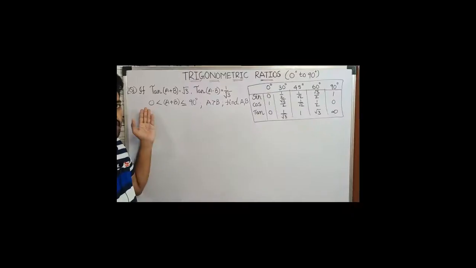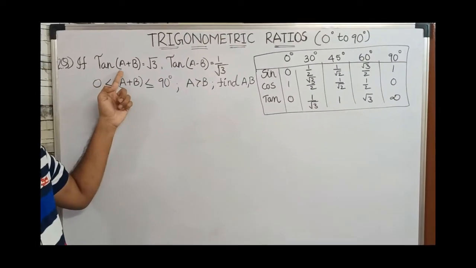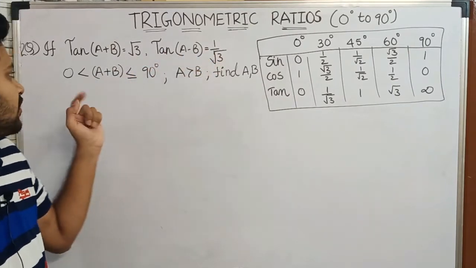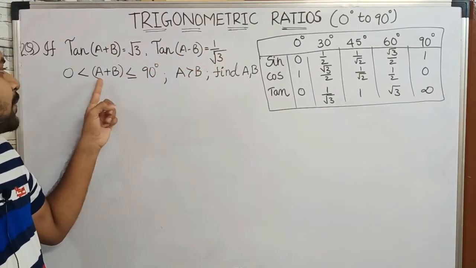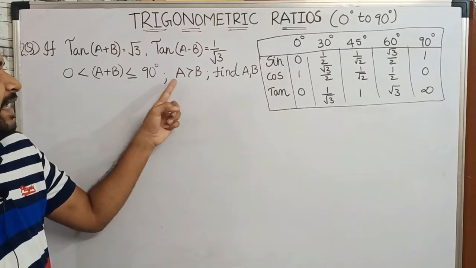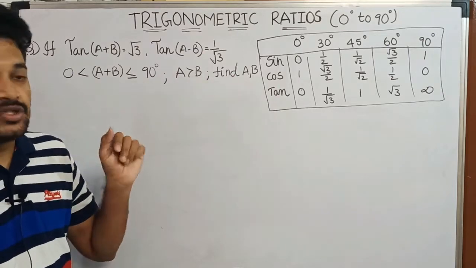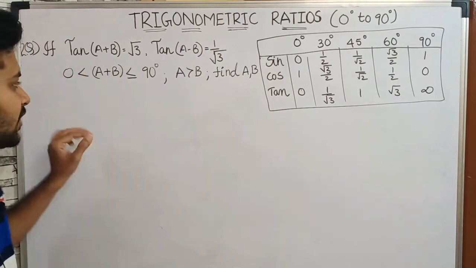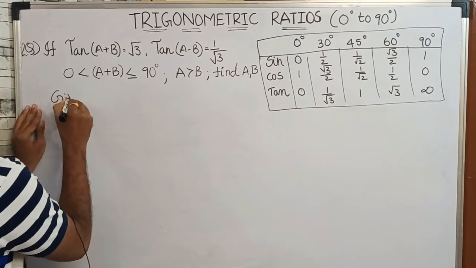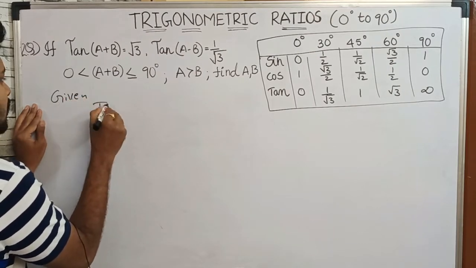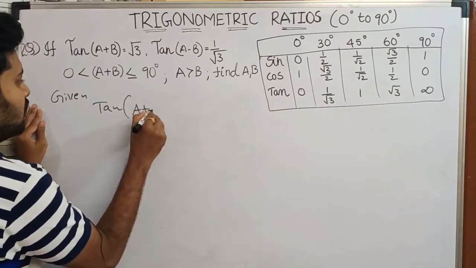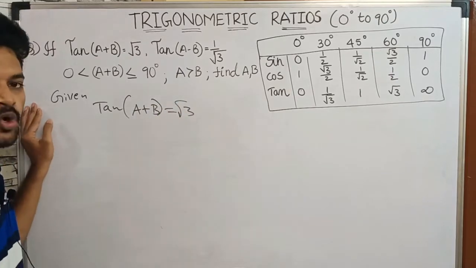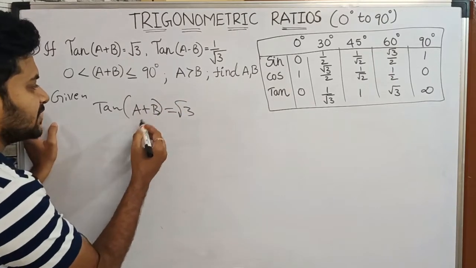Next sum. If tan of a plus b is equal to root 3, and tan of a minus b is equal to 1 by root 3, where 0 degree is less than a plus b, less than or equal to 90 degree, and a is greater than b, find a and b. So here, tan of a plus b is equal to root 3. So what is a plus b?